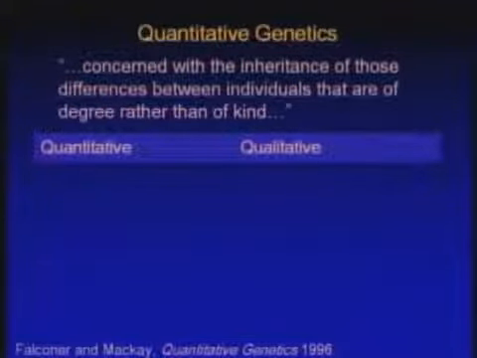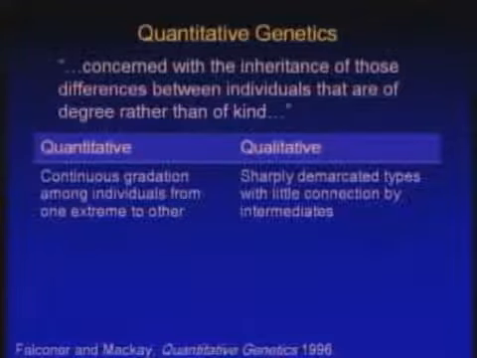Quantitative genetics is actually something that we don't tend to learn in high school and college. We tend to focus more on the qualitative components. But the quantitative is concerned with inheritance of differences between individuals that are of degree rather than of kind. I kind of like the way they put this, so I quoted Falconer and McKay. This textbook of quantitative genetics is very readable and really the classic in the field. So if you're interested in reading more, I would highly suggest it.